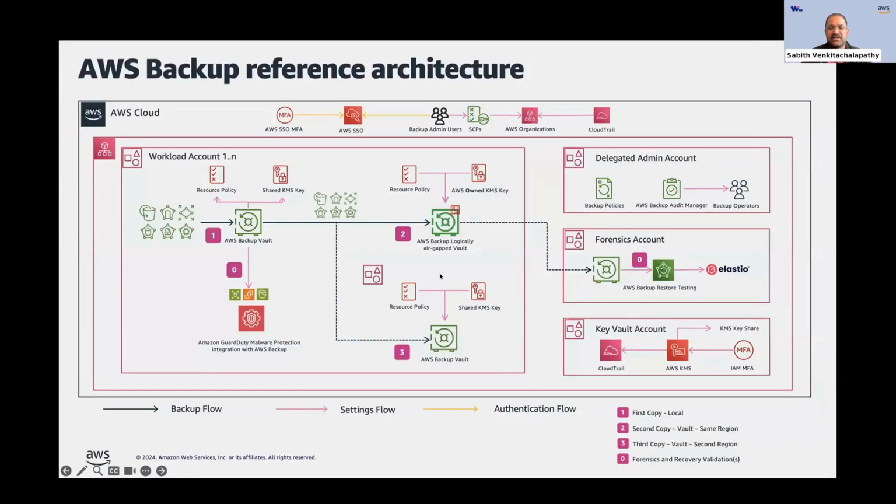And like I mentioned earlier, if your threat vector stipulates that you need to have a copy of the backup data in a different region, you would be able to keep this copy of the data in a different normal backup vault in a different region. So if you're primarily operating out of US East 1, this third copy would ideally mean keeping a copy of the data in US East 2.